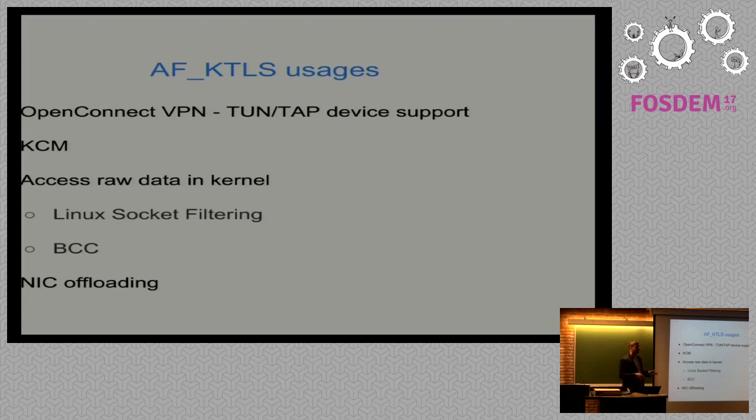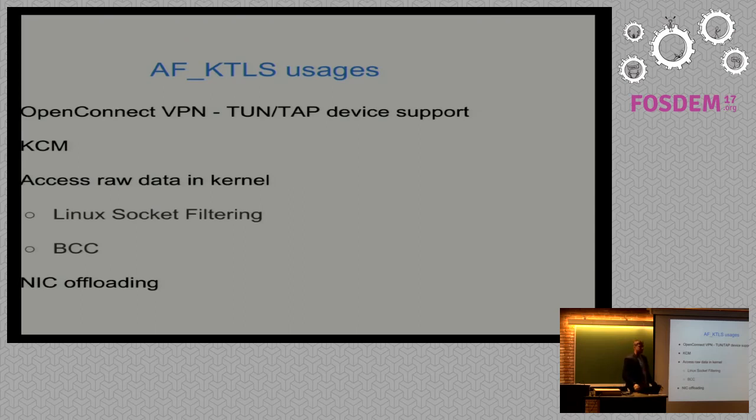AFK TLS has also advantages because you can access raw data right inside your kernel. You can do, for example, Linux socket filtering or Berkeley socket filtering if you want. You can also use, for example, eBPF. And another cool feature is, for example, BCC implementation, where you can plug your function right behind some function that is called in the kernel or after it. And you write basically Python code. Then the eBPF checker checks your code, and the code is executed in the kernel.